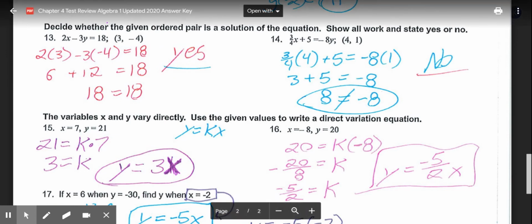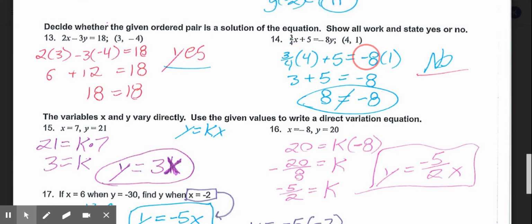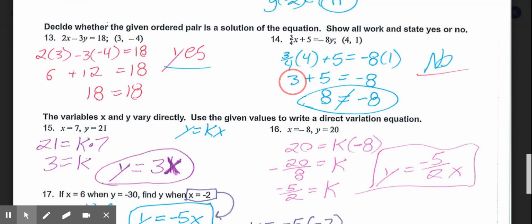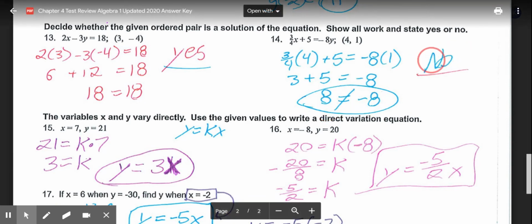In 14, we are checking the ordered pair 4, comma 1. So the 4 goes in for x, 1 for y. 3/4 times 4 plus 5 equals negative 8 times 1. That gives us, on the left, 3/4 times 4 is 3. So 3 plus 5 is 8. 8 does not equal negative 8, so that would not be a solution.